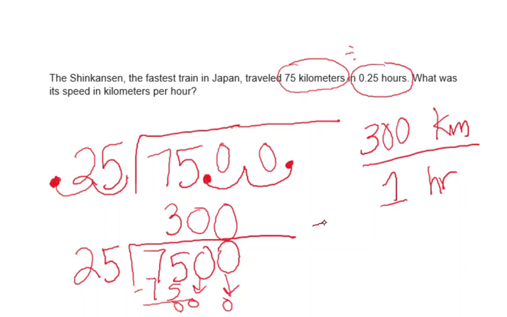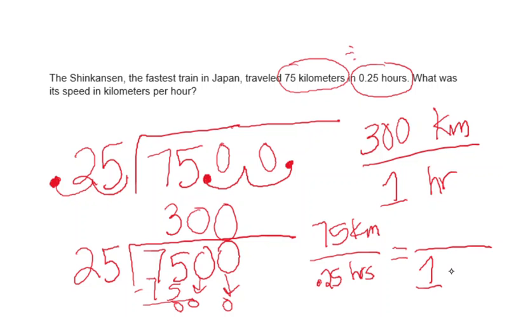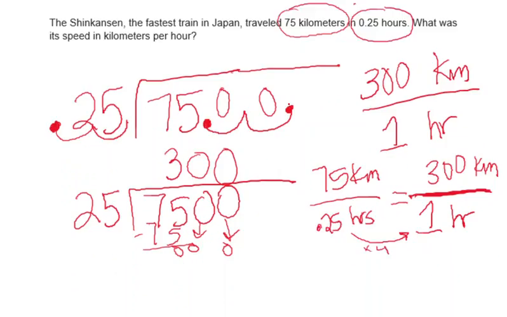Another way we could have thought of that is 75 kilometers in 0.25 hours. How would we take that and make an equivalent fraction? Per hour is the unit 1 hour. Per is the division line, 1 hour. And what do we multiply 0.25 by to get 1? We multiply by 4, and what we do to the denominator, we have to do to the numerator. 75 times 4 is 300. So 2 strategies there for converting that speed to a speed per 1 unit.